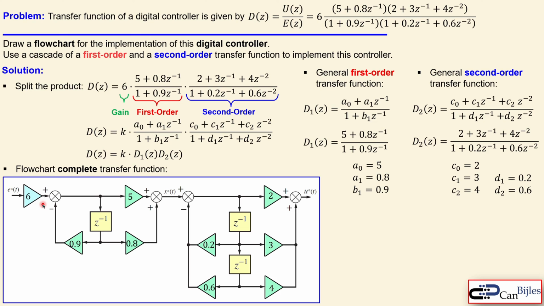Alright, this is our example number 4 about the digital controller implementation using the Cascade implementation of a third order system. In the next example, we will also discuss the parallel configuration, and also move on to the PID controller implementation using the parallel and also the Cascade configurations.